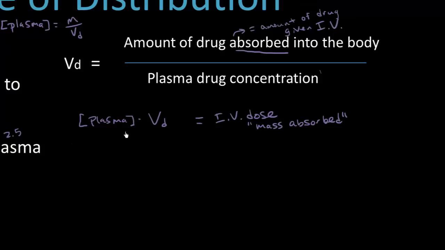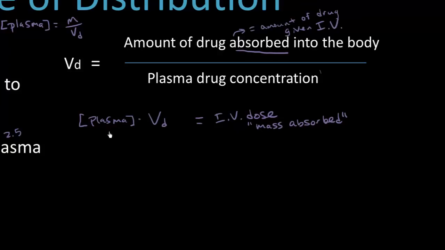If I have a certain desired plasma concentration, let's say 10 milligrams per liter, if a drug has a high volume of distribution, that means I have to give a larger dose. But if that drug has a lower volume of distribution, that means I can give a lower dose, right? So it's directly proportional to the amount of dose you want to give for a given plasma concentration.